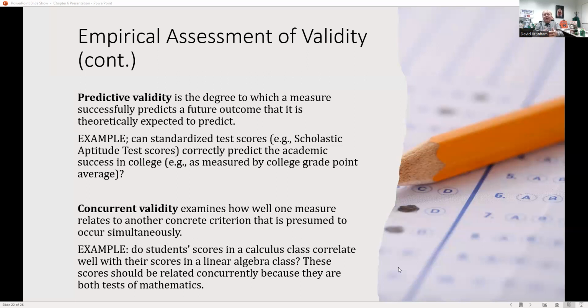So if you have concurrent validity in that you do well in one, then you should do well in the other, then that's what you have. So a good prediction of success in calculus may be how well you did in your algebra class. That makes sense. Although there are different skills in calculus than there are in algebra. So it's not a perfect way to validate a measure, but it does have concurrent validity in that there is a correlation between those two.